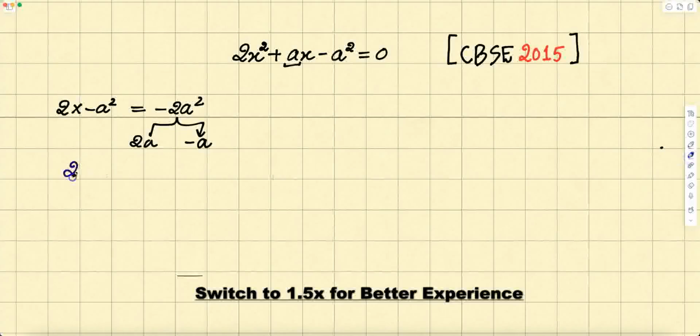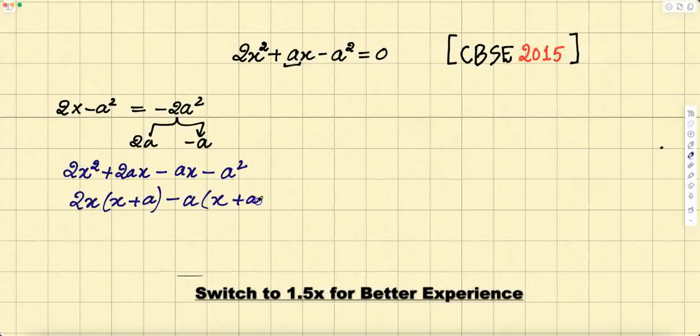Now we can say 2x square will be written as it is, ax will be written as 2ax minus ax, minus a square. Now we can take 2x common from here and a common from here. You will get the answer as x plus a. And if you can see here, we can take the value of a as common and you will get the value as x plus a. We can write it as equal to 0.